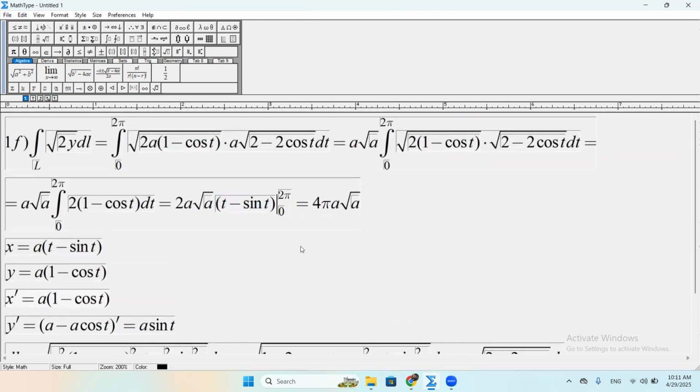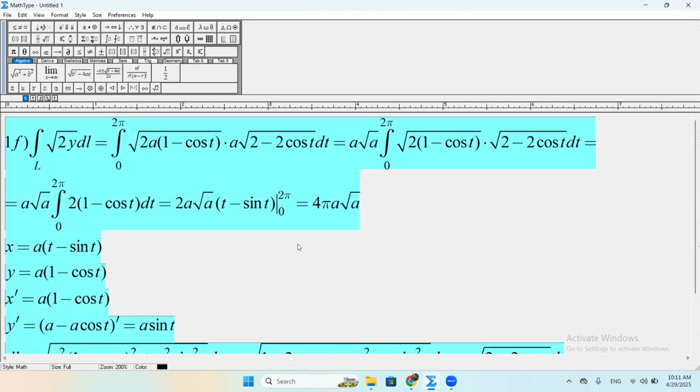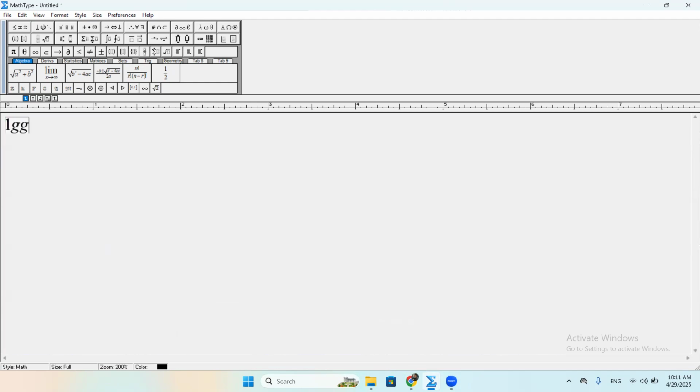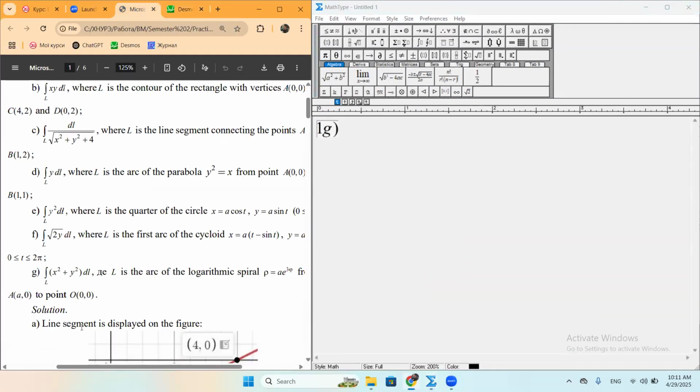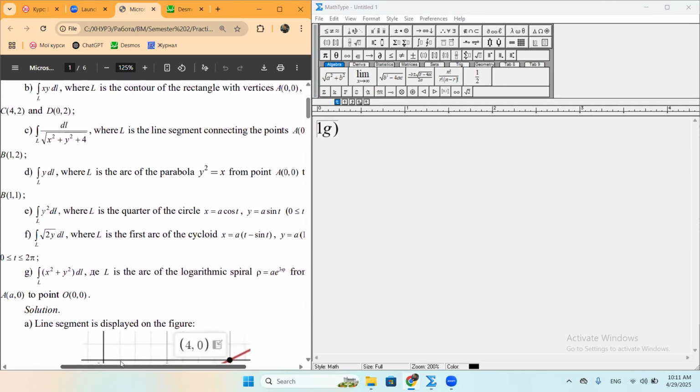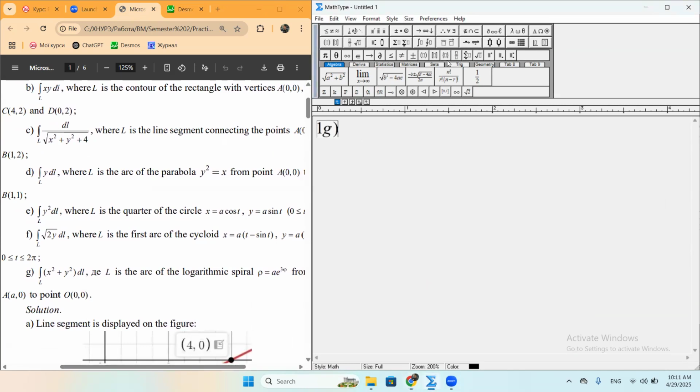Okay, more questions? Okay, as no questions, let's go to the next exercise. What do we have here? So the last exercise from task number 1, we have the following integral.